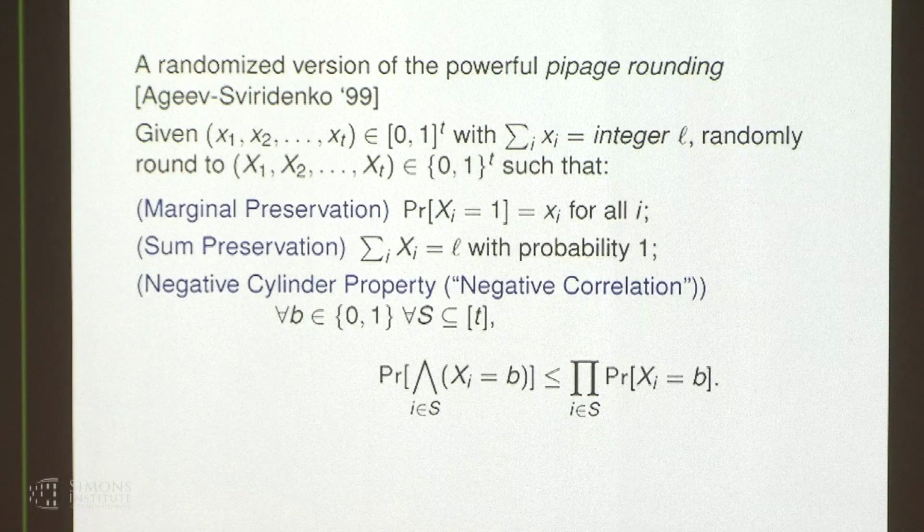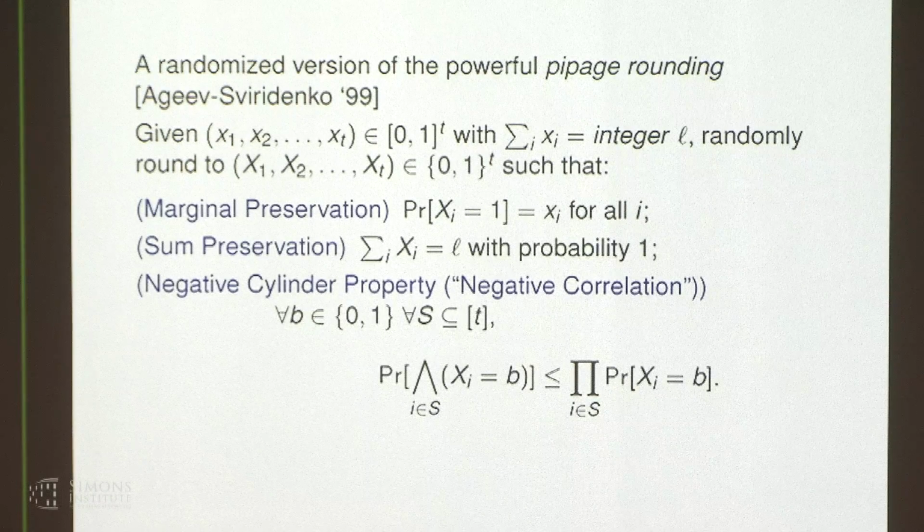So it takes the following form. You're given a sum of, let's say, probabilities xi that add up to, let's say, an integer L. This integrality is not very important. Then we want to round the little xi's to binary values capital Xi, such that the following three properties are true. The first is a natural marginal preservation property.